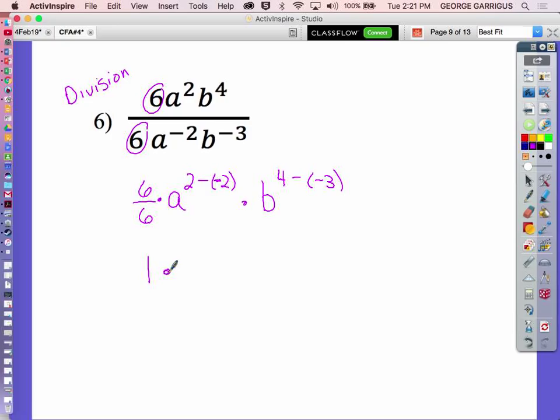Two negatives is going to become a plus. So we end up with a to the 4th power. And again, 2 negatives is the same as adding, so we end up with b to the 7th. That's the final answer.